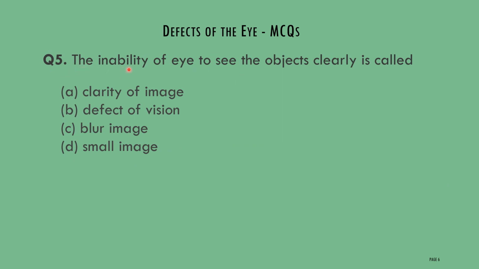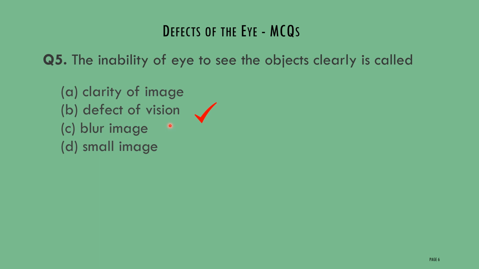Fifth one. The inability of the eye to see the object clearly is called. The eye is not able to see the object clearly. What do we call that condition? Let us see the options. Option A, clarity of image. Option B, defect of vision. Option C, blur image. Option D, small image. Which is the correct answer? The correct answer is defect of vision.